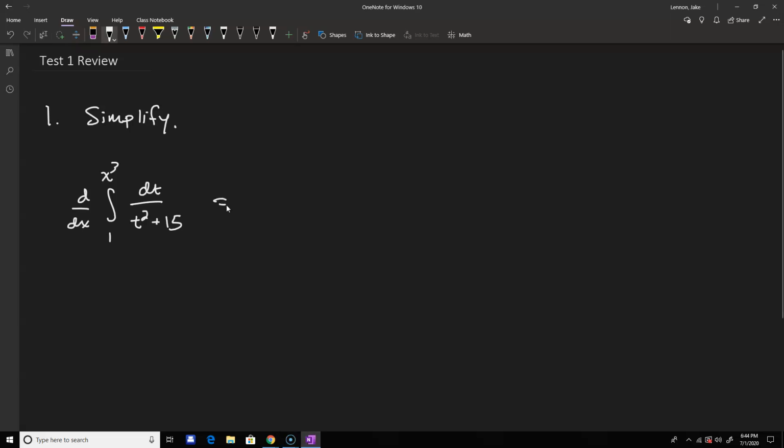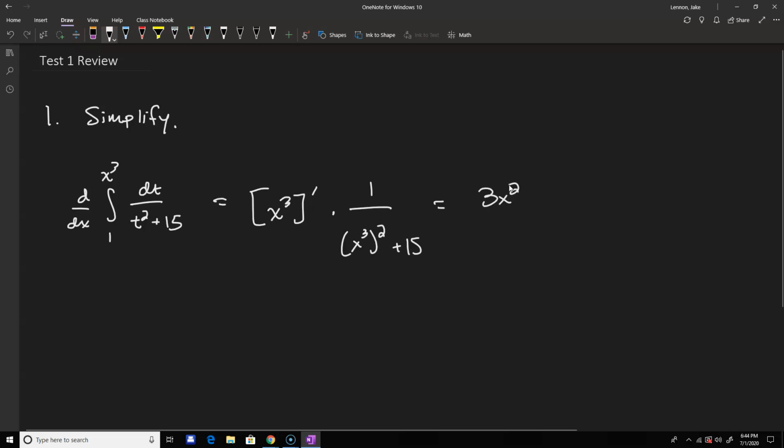So this is going to be essentially x cubed, the derivative of that, times 1 over x cubed quantity squared plus 15. And we can put that all together. So the derivative of x cubed is 3x squared. And then on the bottom we're going to have x to the 6th plus 15.